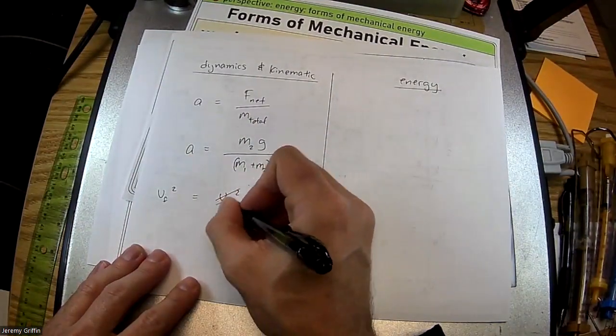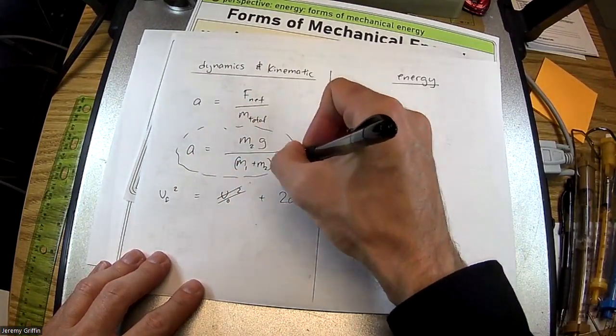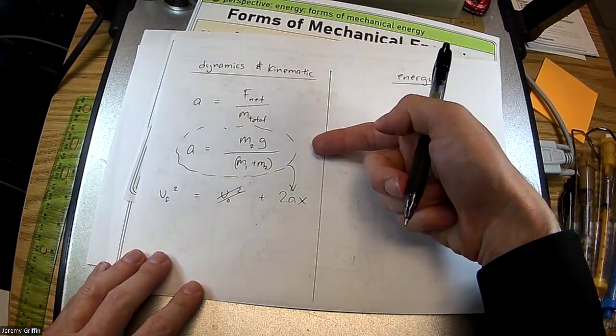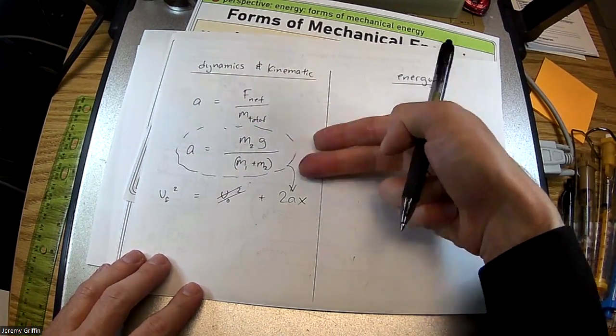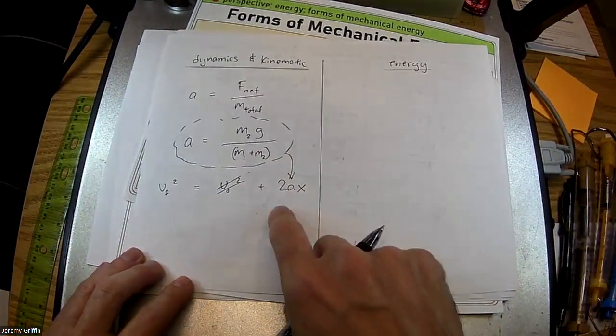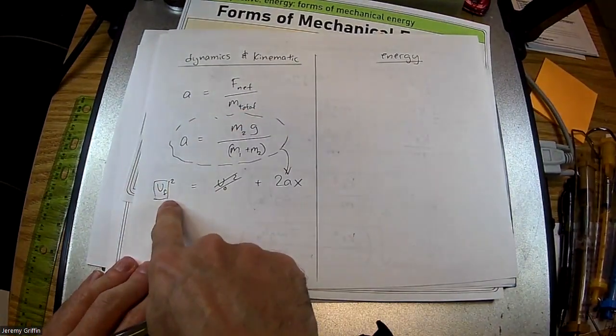This v naught is 0 if it starts from rest, and the acceleration is that right there. You guys do remember this being the answer to that modified Atwood, right? For 0 friction. It's a good one to know. Good chance you're going to see that on the AP exam. So let's plug that in.